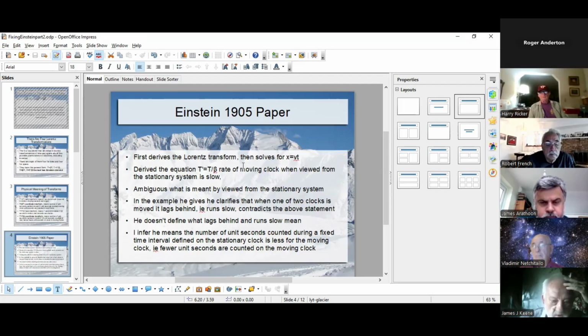So what he does is he derives the Lorentz transform, then solves it for x equals vt. He doesn't tell us why he does it.